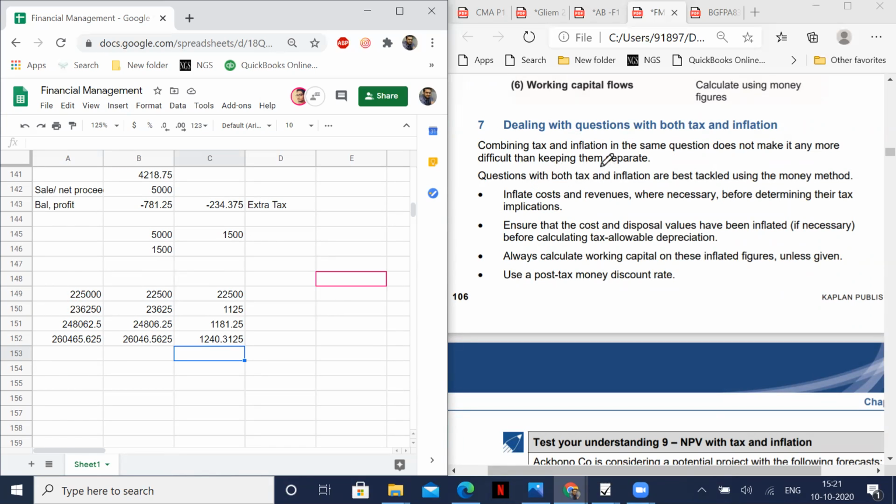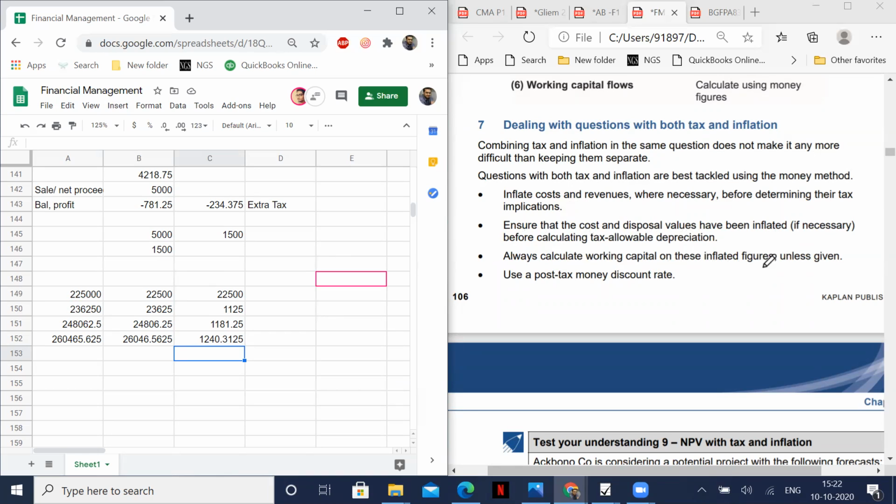Now dealing with questions with both tax and inflation, what you have to do, see, tax and inflation very important here. Last point, then we'll end this session. Combining tax and inflation in the same question does not make it any more difficult than keeping them separate. Questions with both tax and inflation are best tackled using the money method. Inflate cost and revenues where necessary before determining their tax implications. Then ensure that the cost and disposal values have been inflated before calculating tax allowable depreciation.